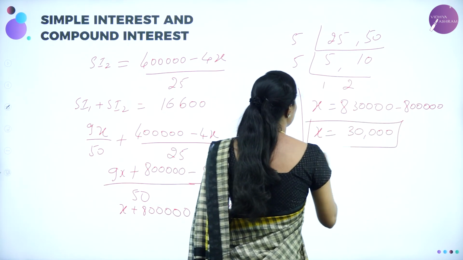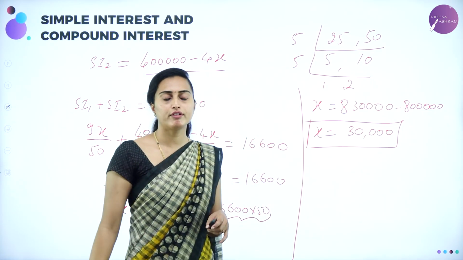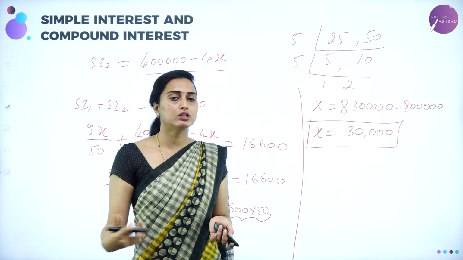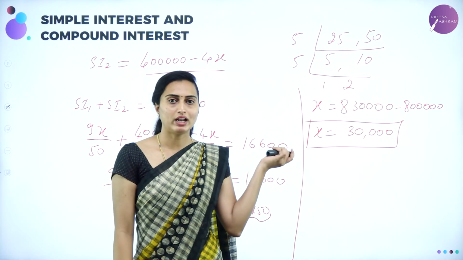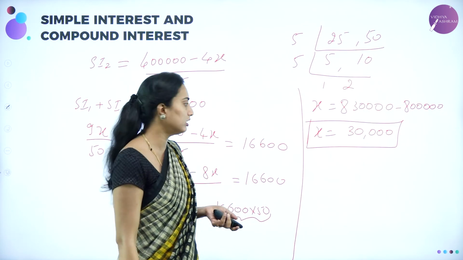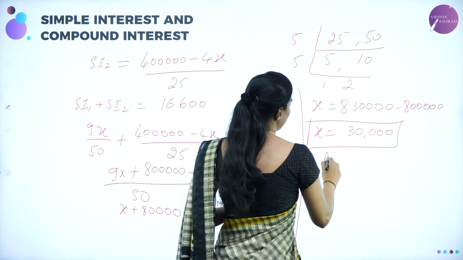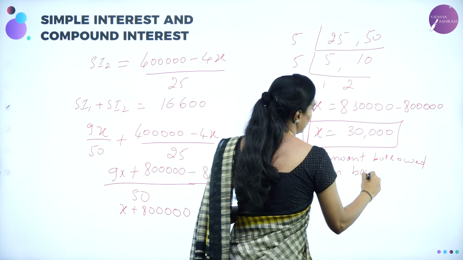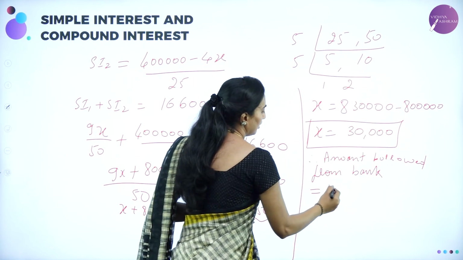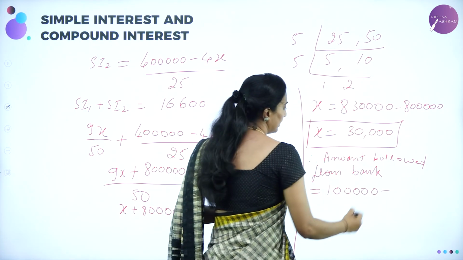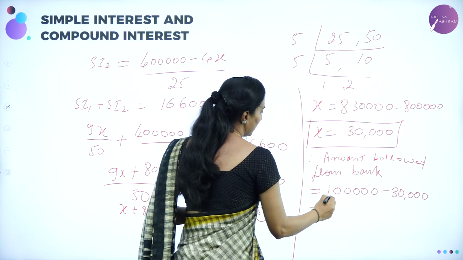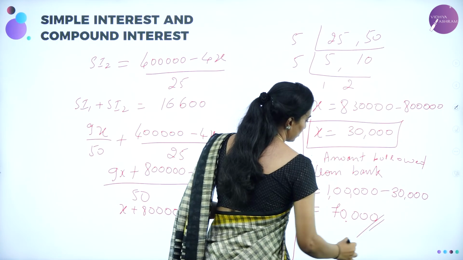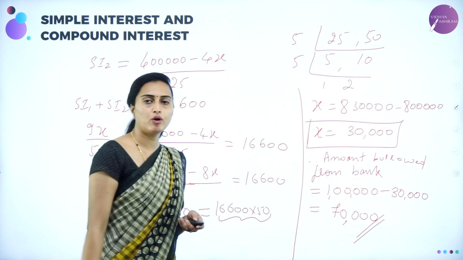So this was the money borrowed from the money lender, that is, the total amount borrowed from the money lender. What is the total amount borrowed from the bank? 1 lakh minus 30,000, isn't it? So the amount borrowed from the bank is equal to 1 lakh minus 30,000, which is 70,000. So this is the money borrowed from the bank.